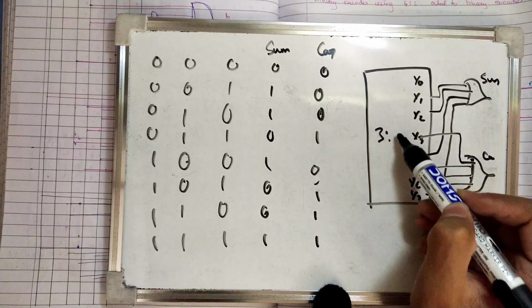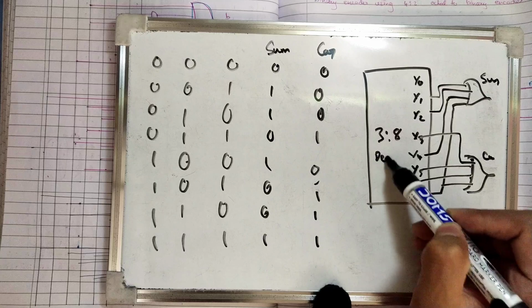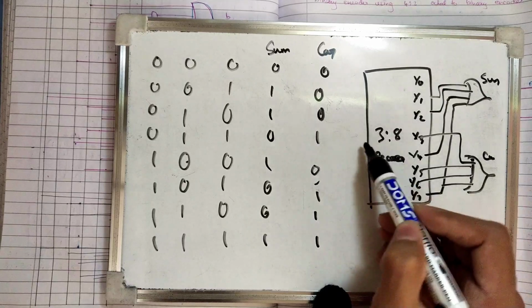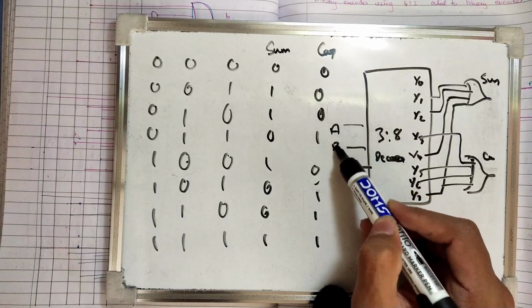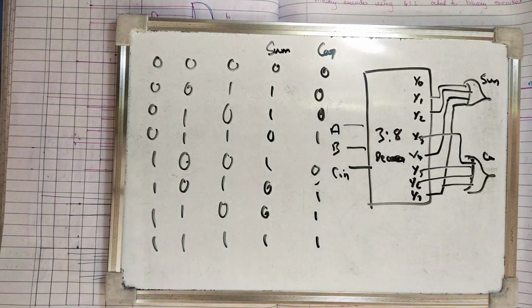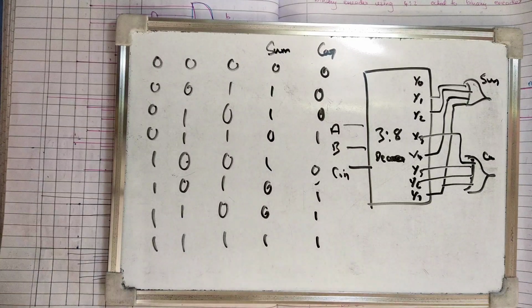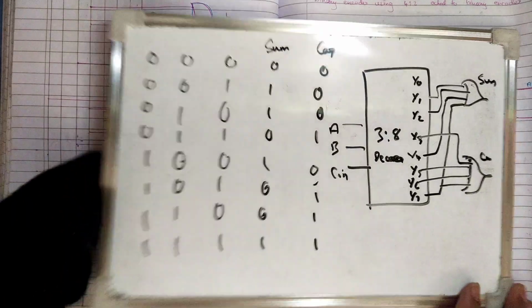Don't forget to write here 3:8 decoder, no select lines, and you will be having your 3 inputs, A, B and C. So that's how you do it with a binary decoder. This question might be asked, so just focus on this question. If you have not understood, just try to write it once. While writing, and after writing, listen to the lecture once again, and you will be able to understand.